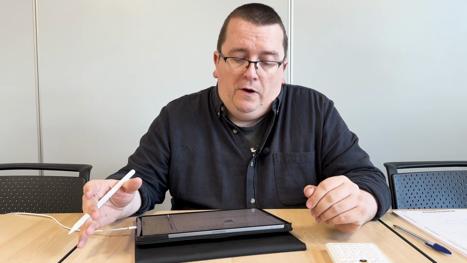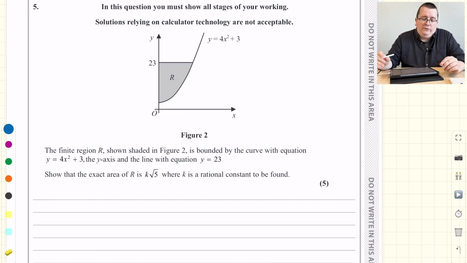So this is question number 5. Again, big bold writing. In this question, you must show all stages of your working. Solutions relying on calculator technology are not acceptable. So we have figure 2.